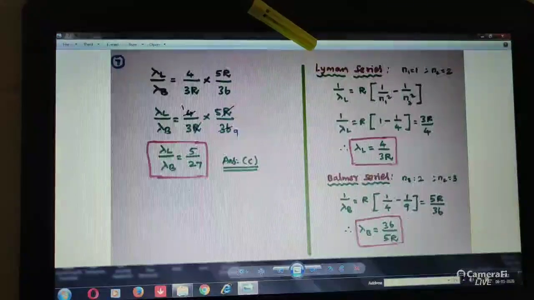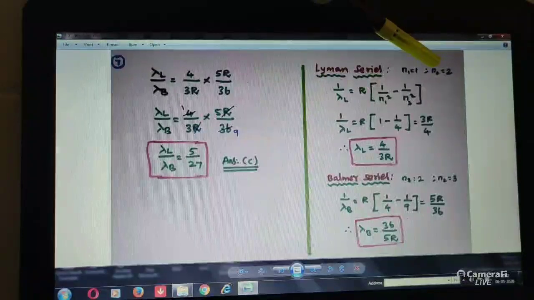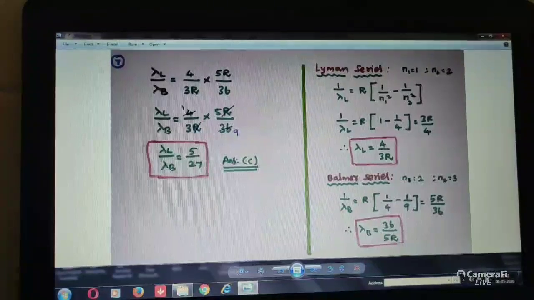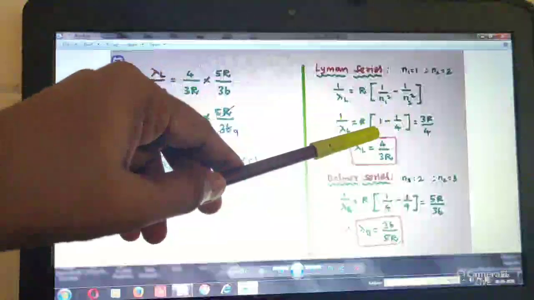In the Lyman series, n1 is equal to 1, and n2 is the very next level, that is n2 equal to 2, which gives the longest wavelength. Based on that I directly apply 1 by lambda equals R times the difference. So 1 by 1 squared is 1, 1 by 2 squared is 1/4. So 1 minus 1/4 is 3 by 4 R. So lambda L is equal to 4 by 3R.